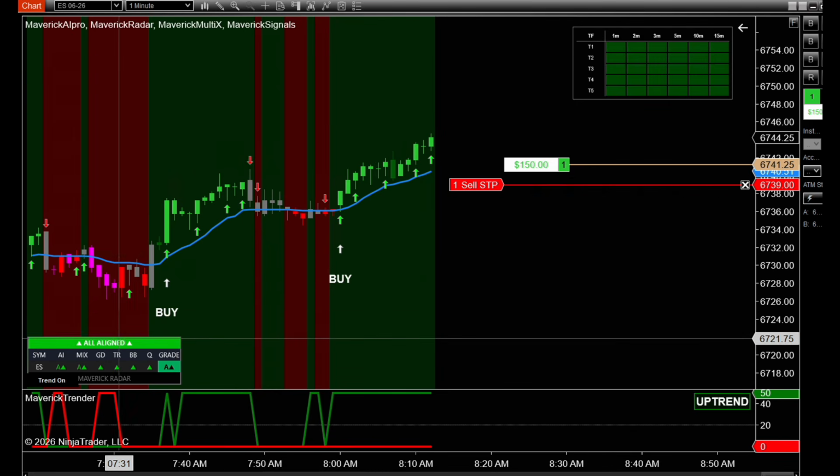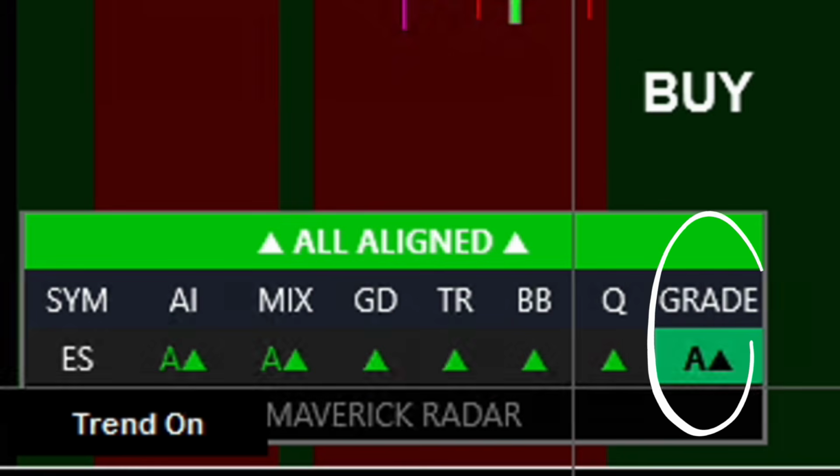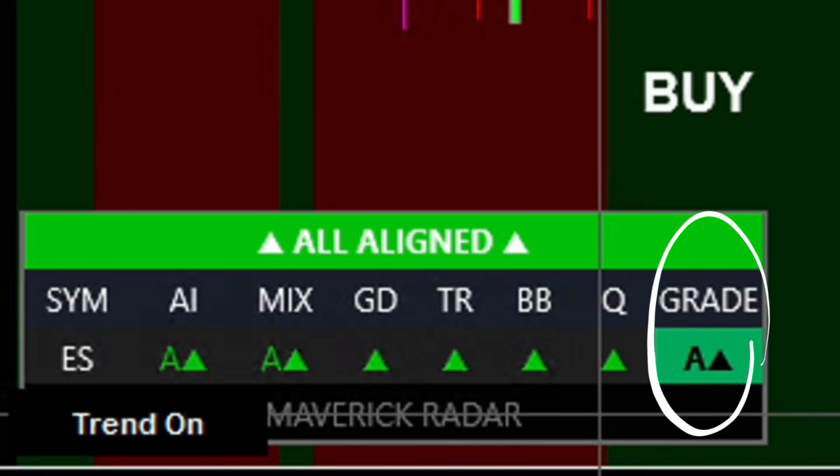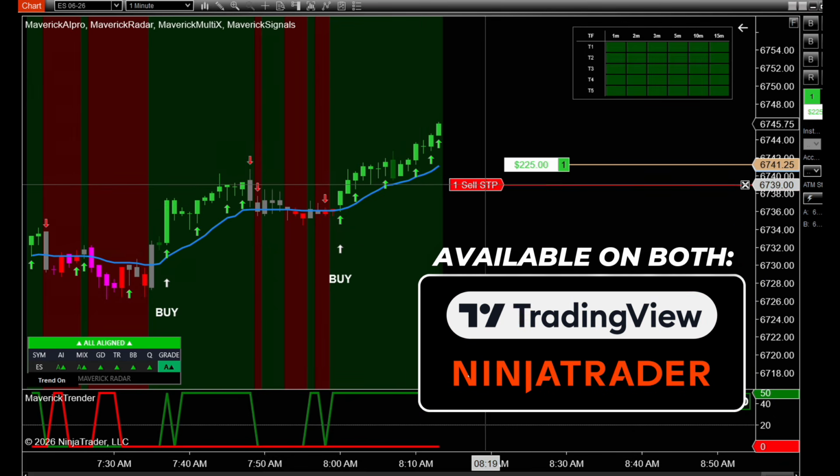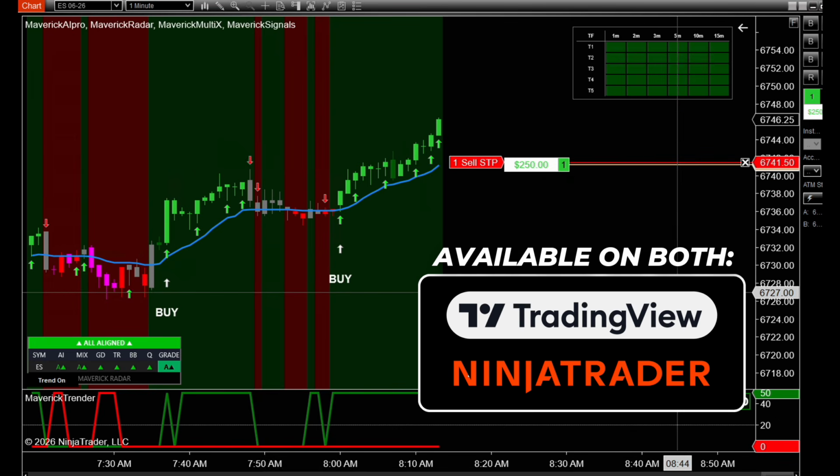And then down here, the ultimate trading assistant, the Maverick Radar, which is now out on NinjaTrader as well. By the way, anybody who owns it on TradingView will get it for free on NinjaTrader. We released it this past weekend.